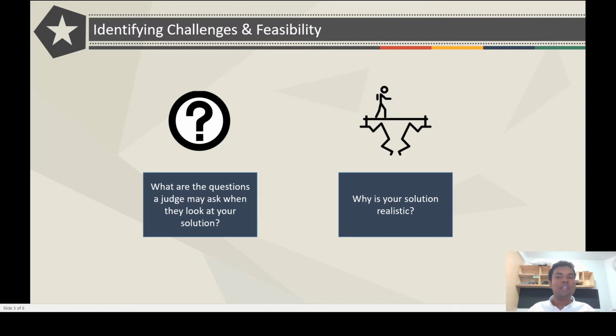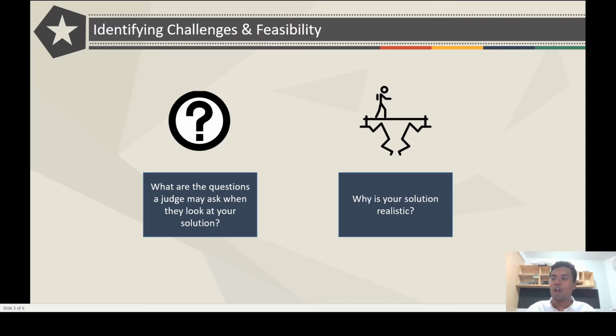So there are two ways of looking at the whole concept of identifying challenges and feasibility. The first part is identifying challenges. And how do you identify these challenges? I think a very easy way to look at it is from a third-eye perspective. From a judge's perspective, they look at your case, then what are the questions that they may have? And these are the challenges to it.